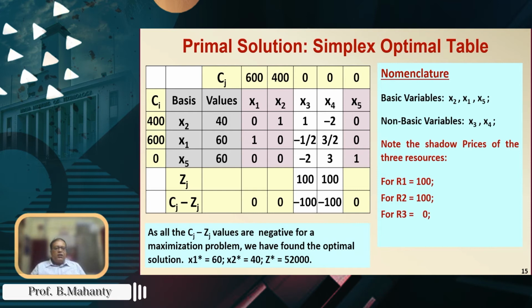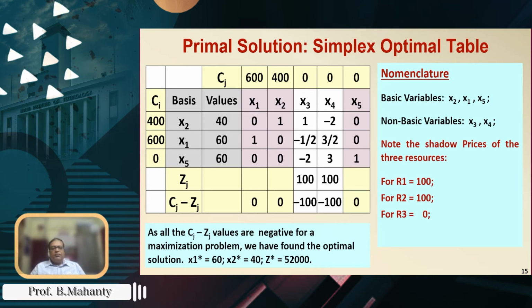So the final solution really comes up to be x1 equal to 60 and x2 equal to 40, and the Cj minus Zj values are all negative in the final solution. So that Z star is 52,000 that we have already seen.